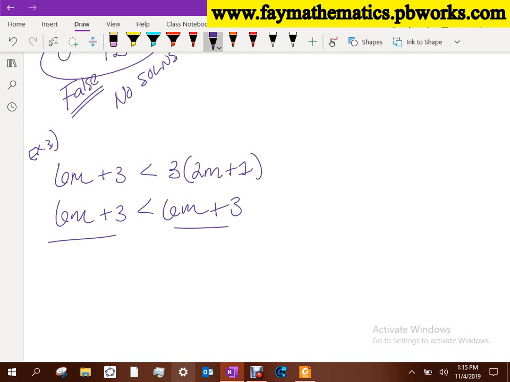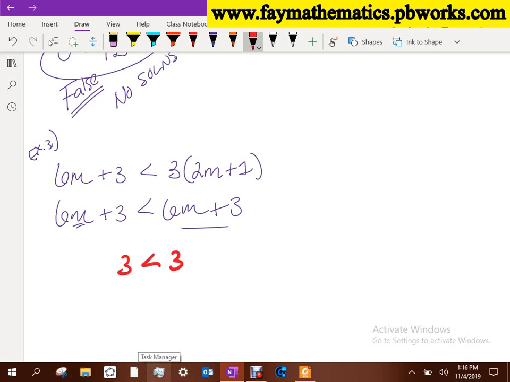So I heard 12. If I put 12 in there, I get 72 plus 3, which is 75, right? I better get 75 the second time I do it, right? Ask that question. 75 less than 75? No. They're equal. Okay, so here's the idea. Whether you subtract the 6m's from both sides first or the 3's, it doesn't matter. I'm going to subtract 6m from both sides, so I get 3 is less than 3. Is that a true or false statement?